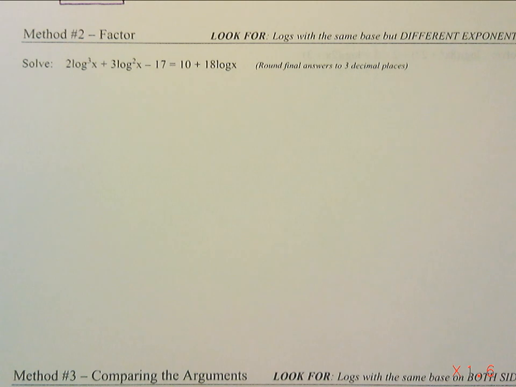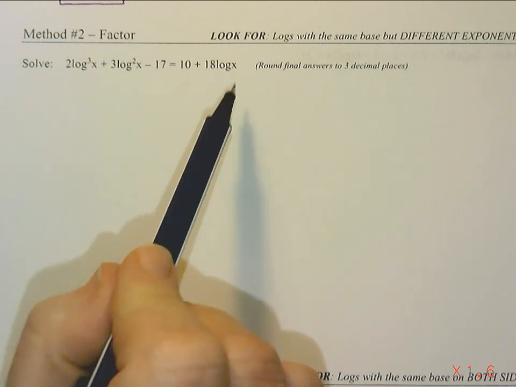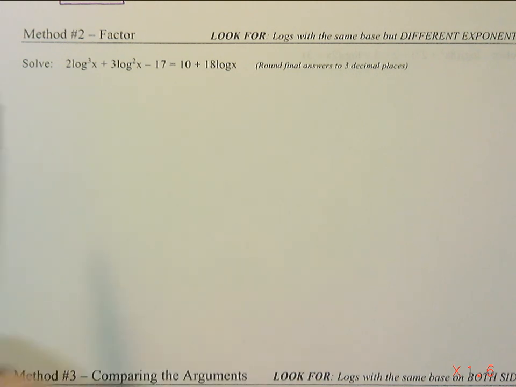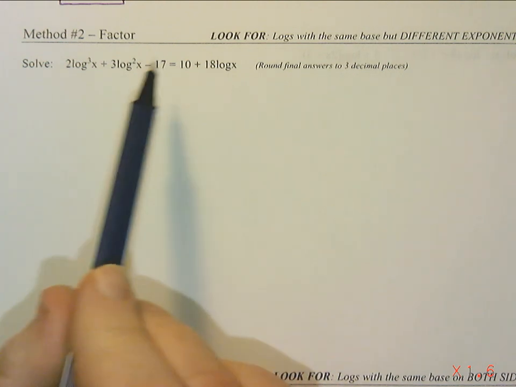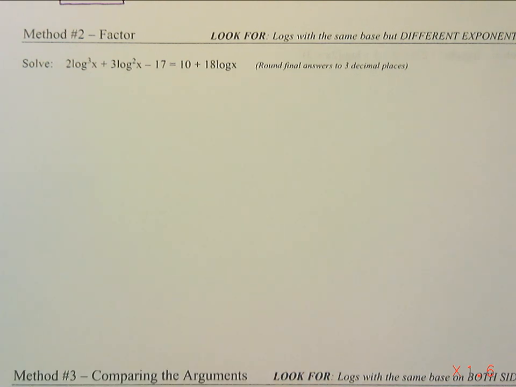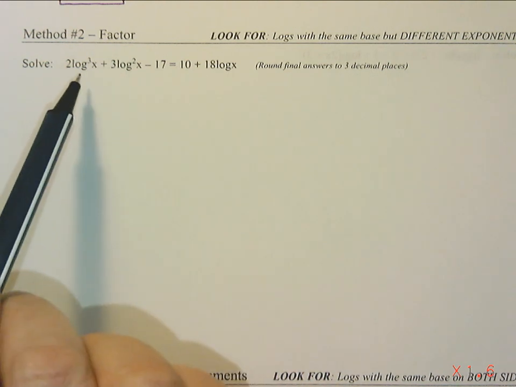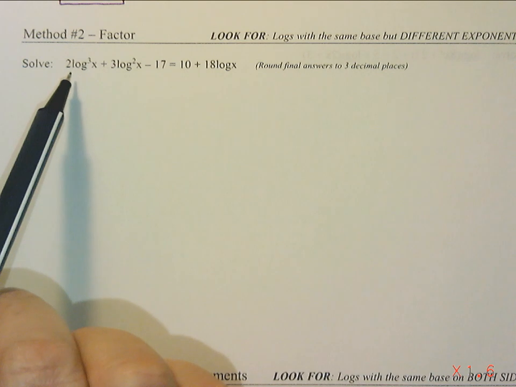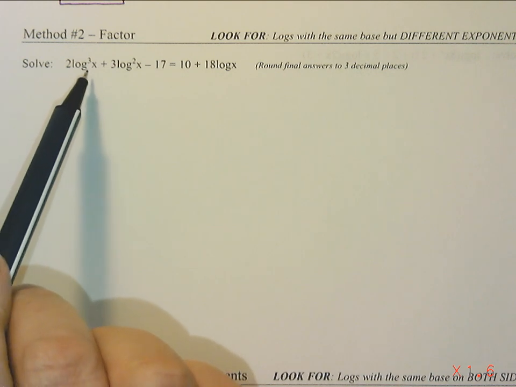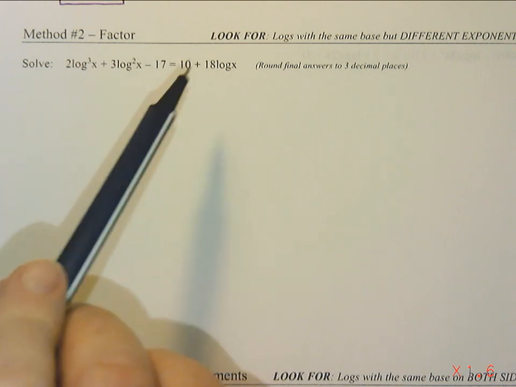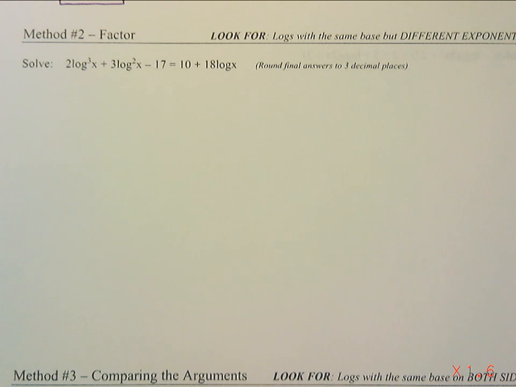So factoring is a good idea when you have multiple terms that have variables, right? So I have multiple terms here that have variables in them. When I want to factor, I am also looking to see that they are maybe the same base, the same argument, but they have different exponents. Those are usually the things that I'm looking for when I decide that I want to factor with logs.